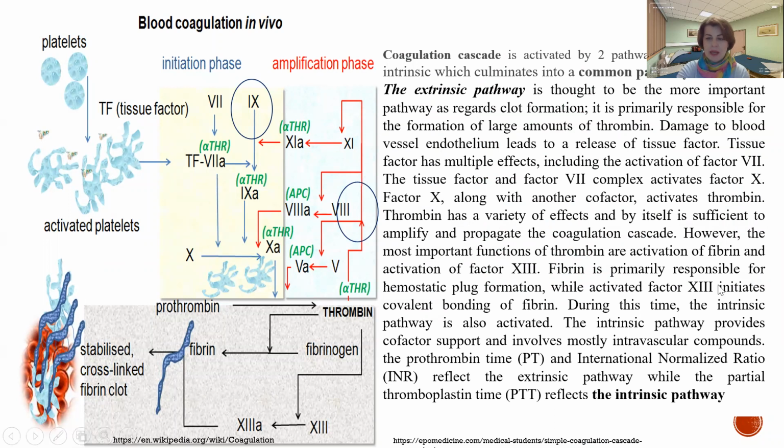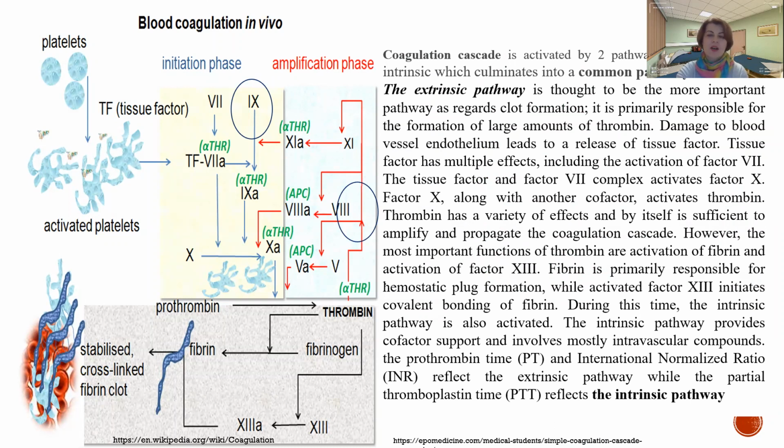The extrinsic pathway is thought to be the more important pathway as regards clot formation. It's primarily responsible for the formation of large amounts of thrombin. Damage to blood vessel endothelium leads to a release of tissue factor. Tissue factor has multiple effects, including the activation of factor 7 of clotting. The tissue factor and factor 7 complex activate factor 10. Factor 10 itself, along with the cofactor, activates thrombin.